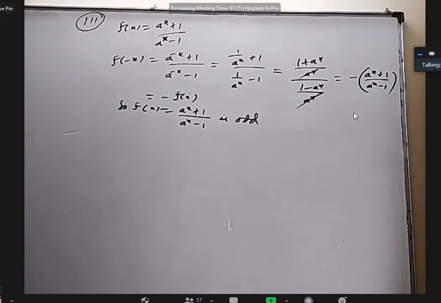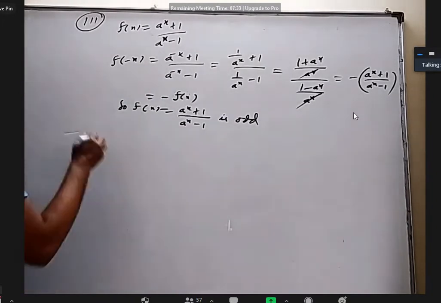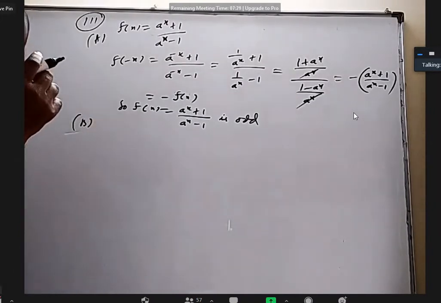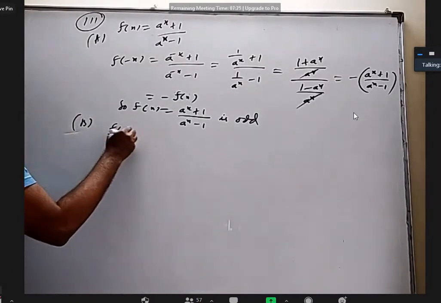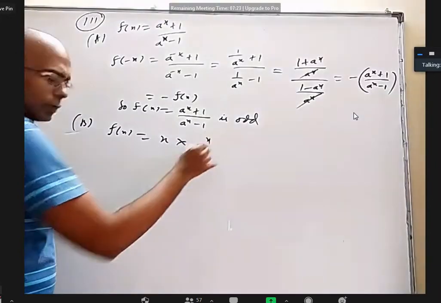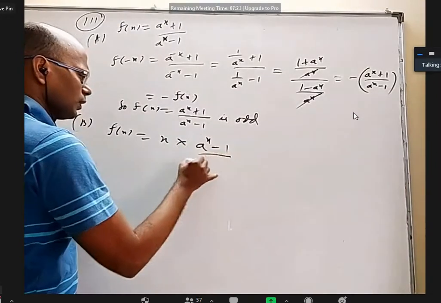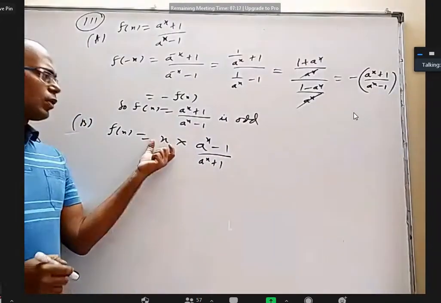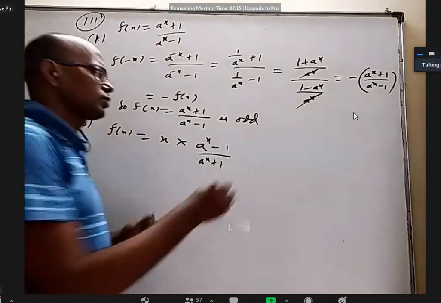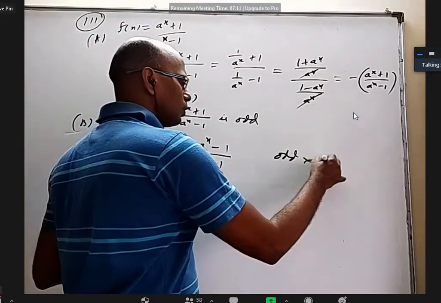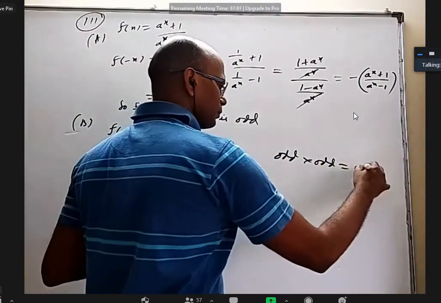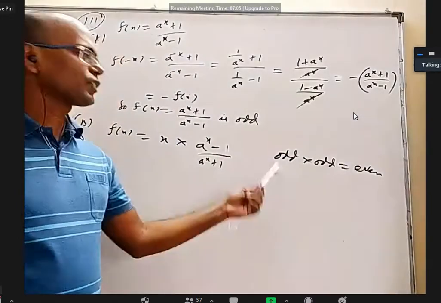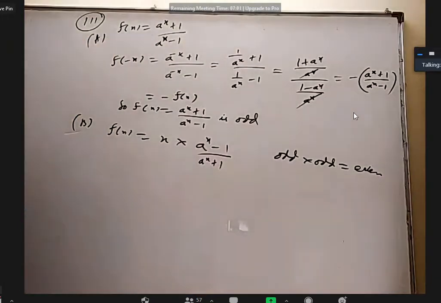What are the other options? They want x times this, okay? So this is option A, which is odd. Option B, f of x is equal to x into a power x minus 1 by a power x plus 1. Actually, just now we proved this is odd. x alone is odd. So you can say odd into odd is even. Not in numbers. Odd number into odd number will be odd number. I'm talking about odd function into odd function will be even function.